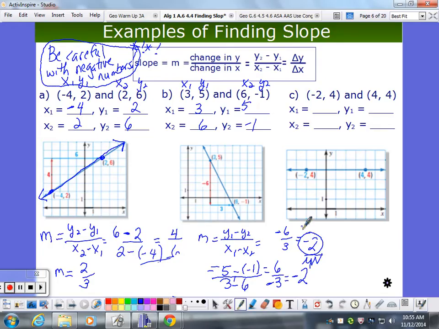Yes, sir. Wait, so you can do y1 minus y2? Yes, over x1 minus x2, as long as you're subtracting the same way. Can't mix them up.